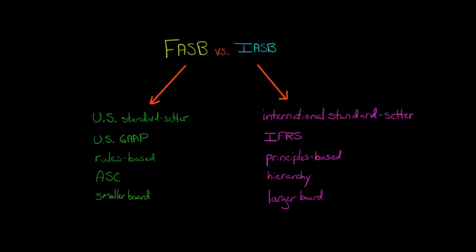Now, more than 100 countries have adopted international financial reporting standards, just not the U.S., and companies in those countries have to issue their financial statements according to IFRS. But the IASB has no power to compel any country to adopt IFRS. It's just up to the countries on a country-by-country basis whether or not they want to adopt IFRS.